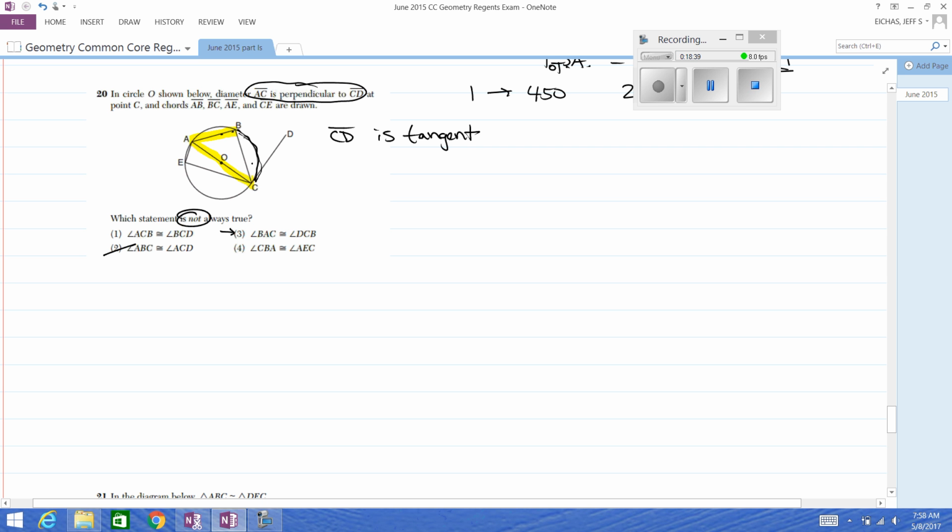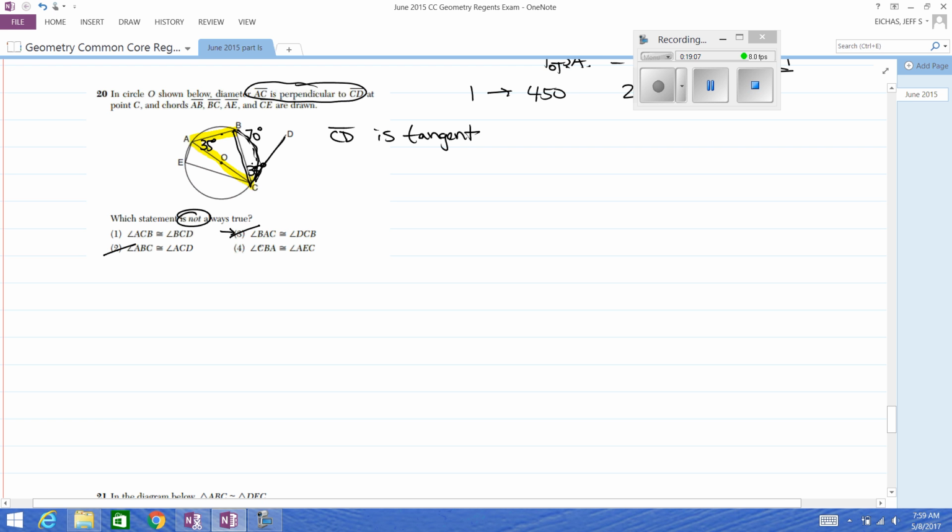So it's half. Let's just assume for a second, just to start working with some numbers, that that's 70. This would be 35. And DCB, okay, that's this one. A tangent and a chord will form an angle that's half of its intercepted arc. So that's also 35. That one is true. And I'm pretty confident the other one's going to be true as well.